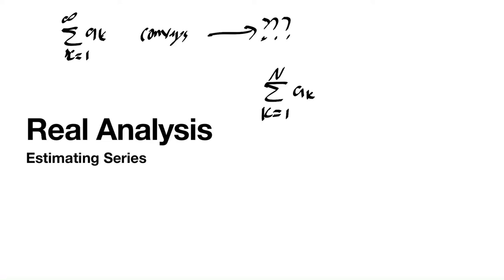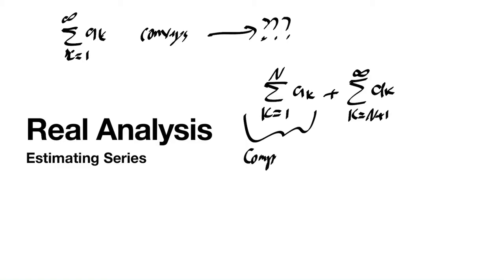And so importantly, the way we're going to do this is I'm going to think of that, and then we're going to add the rest of these terms. The sum as k goes from capital N plus 1 to infinity of a_k. And this is going to be the part that we're going to evaluate. So this is the part that we compute. And then this part over here is the error.